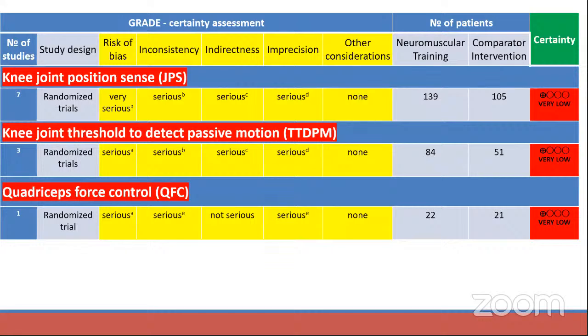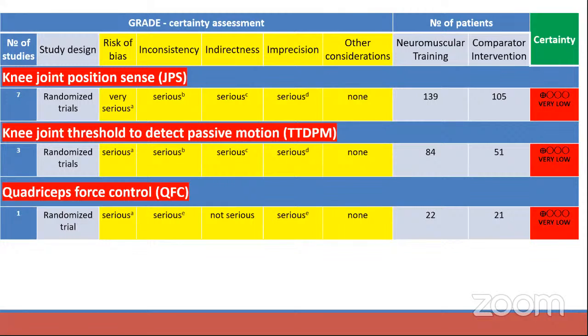We found 3 outcome measures of interest: knee joint position sense, knee joint threshold to detect passive motion, and quadriceps force control. Okay, that is force sense. And out of 9 randomized clinical trials that were included, 7 of them looked at knee joint position sense, 3 of them looked at threshold to detect passive motion, and 1 looked at quadriceps force control.